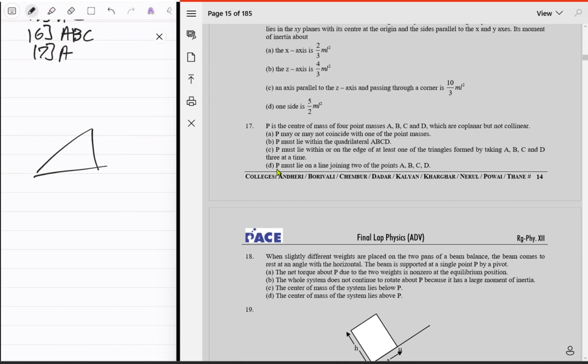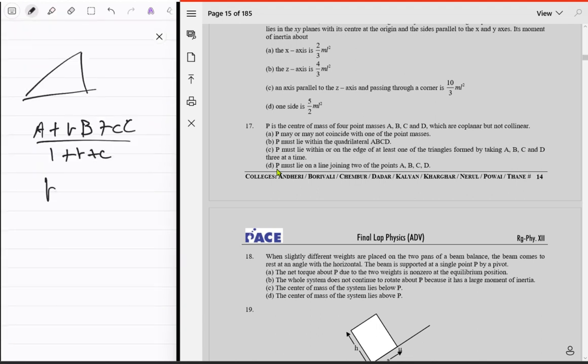Our masses can't be negative, so that's not good. It's like A plus B times B plus C times C upon 1 plus B plus C, something of this sort. So with respect to A, what's its position? Just say it's B dash, where B dash is the vector B minus A, of course, and C dash, then upon 1 plus B plus C.